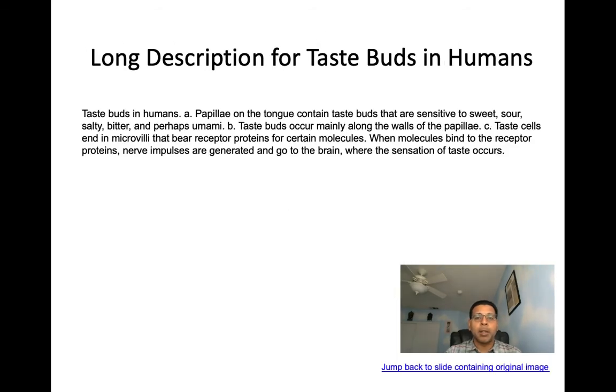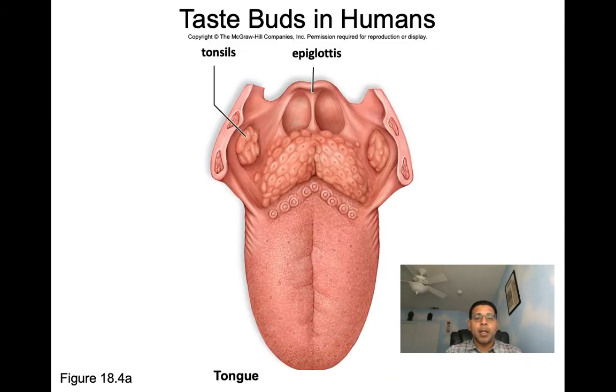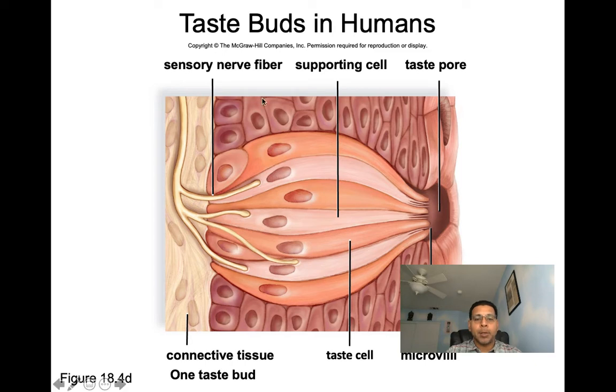So here we have the long description. Here we can appreciate the tongue. And then here are the actual taste buds. They've marked these incorrectly. The cells that have the nerve fibers penetrating them are going to be the taste cells. You can see those are the cells that have the microvilli on them as well. So they marked it incorrectly, the supporting cell and the taste cell. So make sure you understand that.